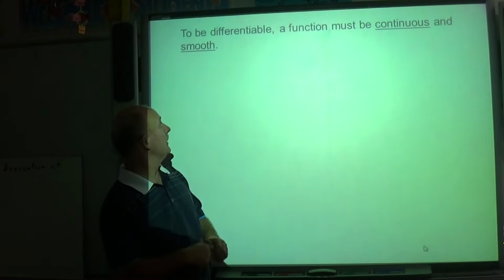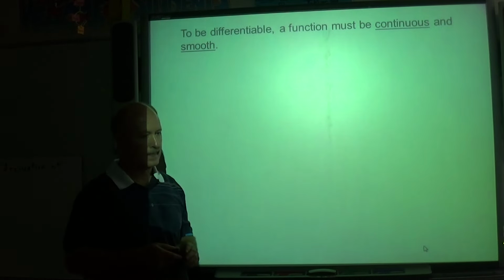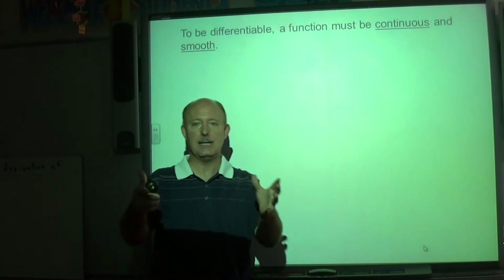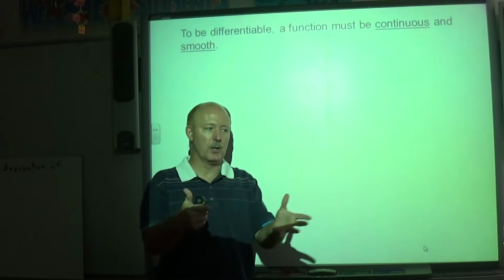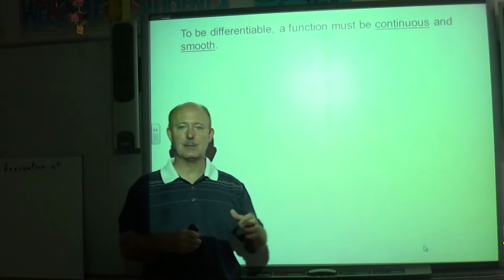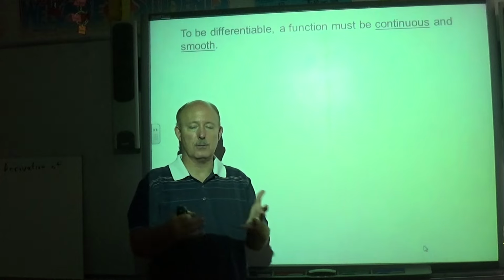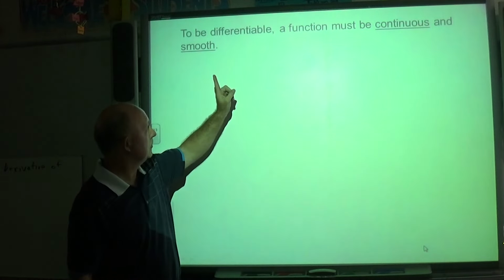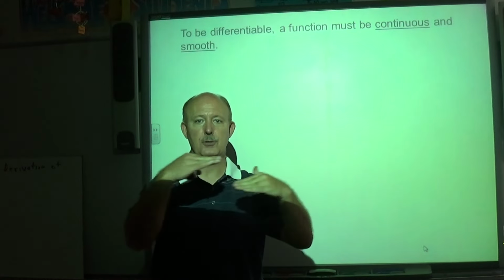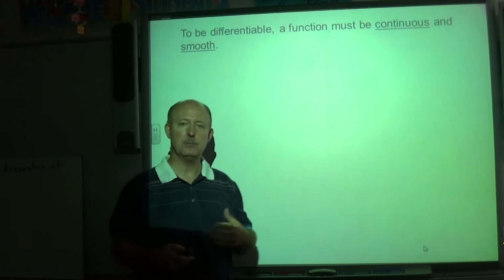Now, a couple things about derivatives. In order for a function to have a derivative, to be differentiable, a function has to be continuous and smooth. So it can't just be continuous now. In the last unit, when we were looking at limits and continuity, we saw that to be continuous, the left-hand limit has to equal the right-hand limit, and that has to equal the function at a particular x value. But now to have a derivative, it has to be continuous, that is, no jumps, no gaps, no asymptotes, and it also has to be smooth.